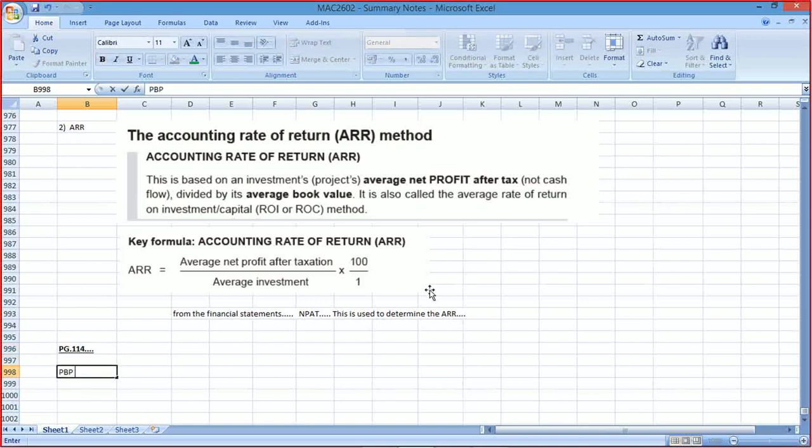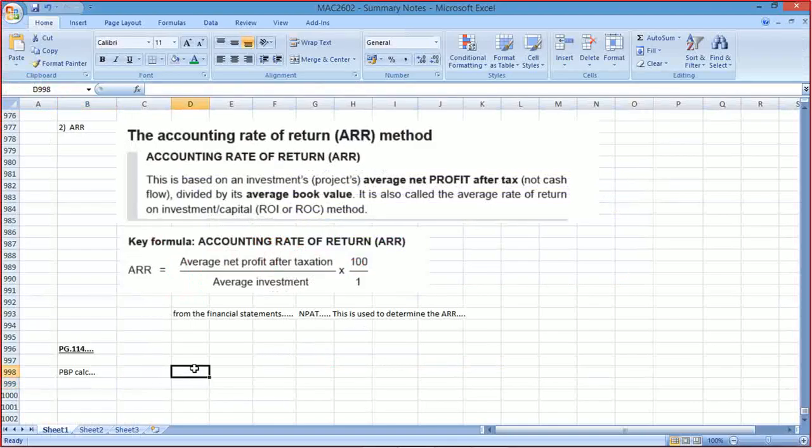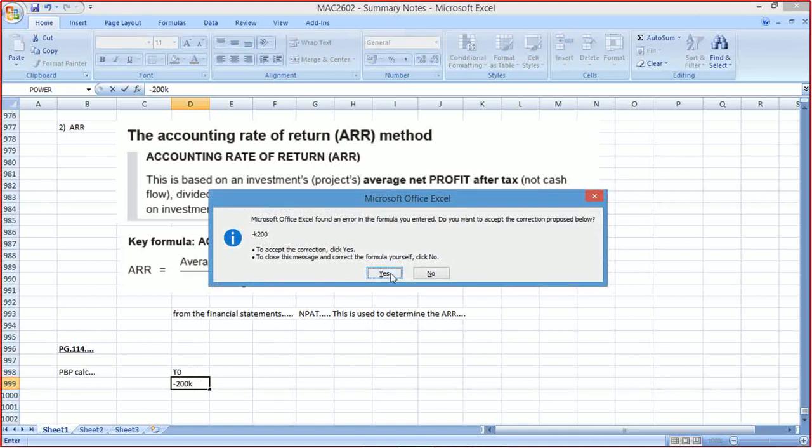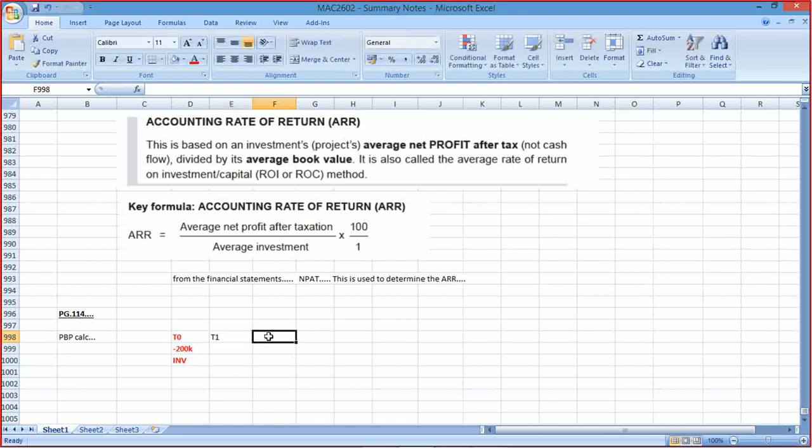Okay, payback period calculation. What do I have here? Let's draw a timeline. Project requires a cash outlay of 200,000. T0 minus 200K. Initial investment. Following? You okay? Yes, sir. So I'm looking at the example. T1, T2, T3, T4, T5, T6, and so on.